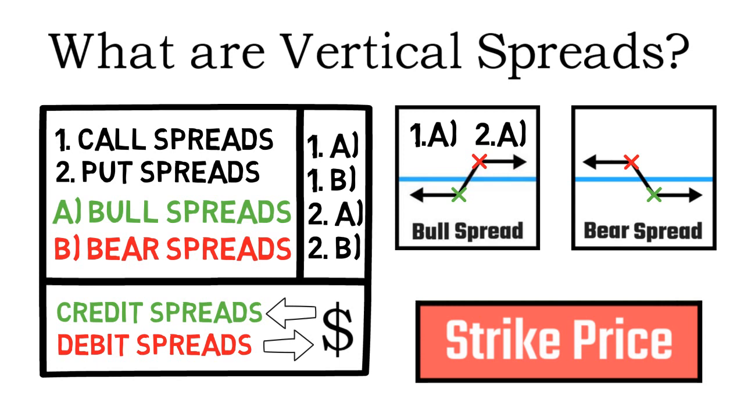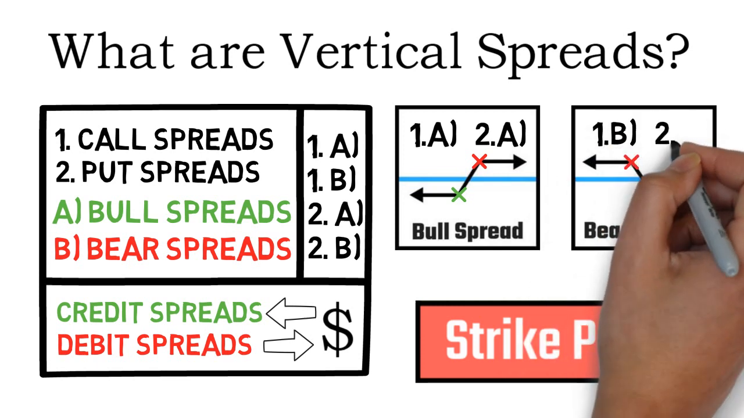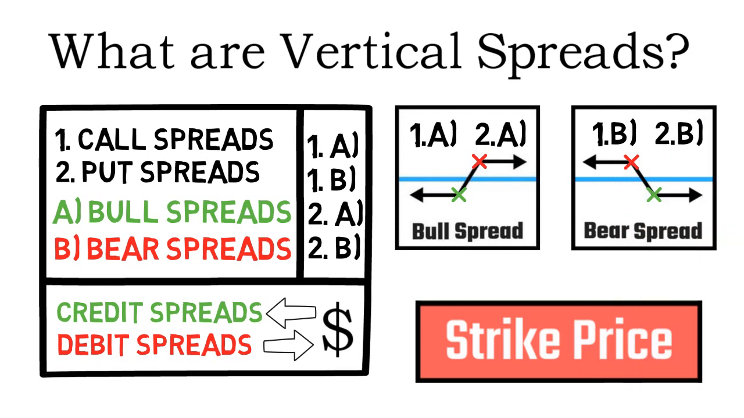Bear spreads are set up very similar. Bear call spreads are set up by selling a call option and buying one at a higher strike price, and bear put spreads are set up by selling a put option and buying one at a higher strike price.